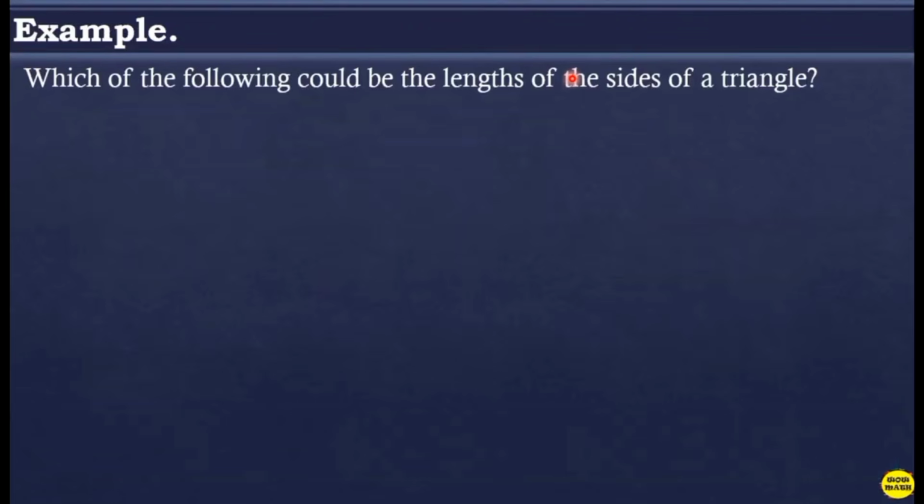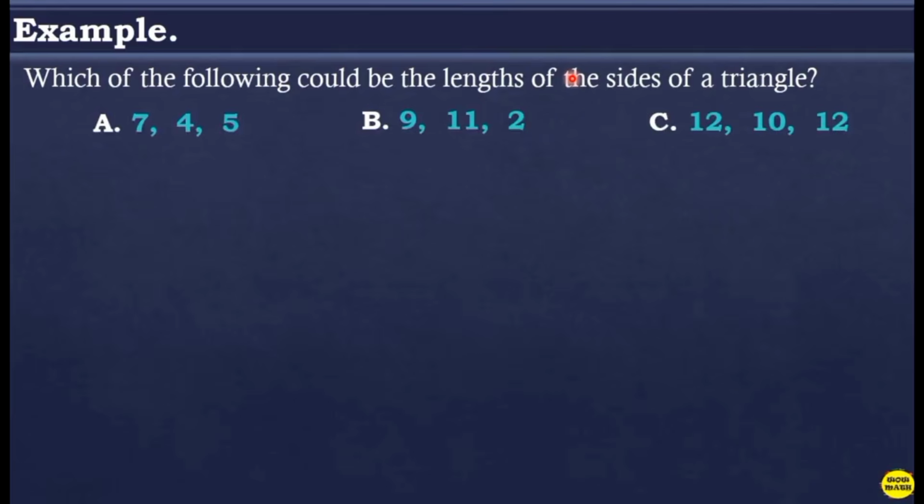Let's have an example. Which of the following could be the lengths of the sides of a triangle? So I have here set A, set B, and set C. So given this set of the lengths of the sides of a triangle, identify natin alin dito yung possible side ng triangle. So based po sa ating triangle inequality theorem, dapat pag inadd natin yung two sides, it is always greater than the length of the third side.